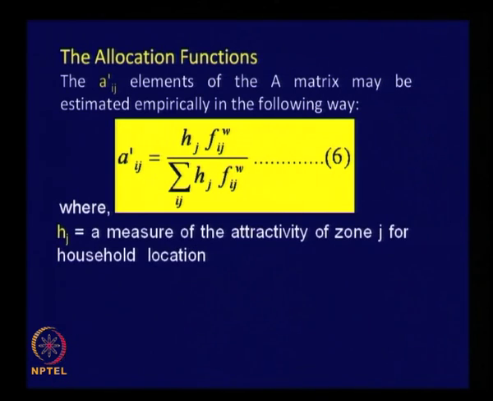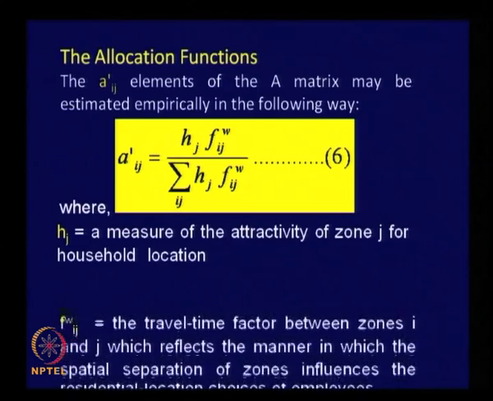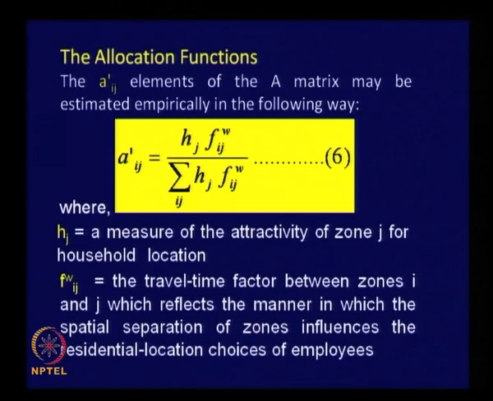H j is what? Is a measure of the attractivity of zone j for household location. How to get some value for H j? Any suggestion? It is a measure of attractivity of zone j for household location. I will show you the explanation for the other term also, so that you will be able to think comprehensively and respond.